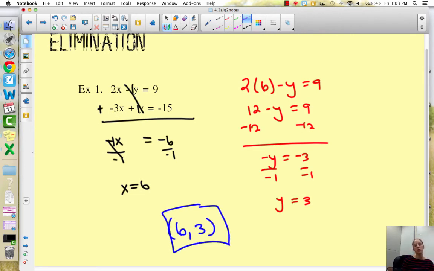Okay, and you always want to double check and make sure that that ordered pair works. Just plug both points back into the equations and make sure that you get the right answer, and then you should be good to go.